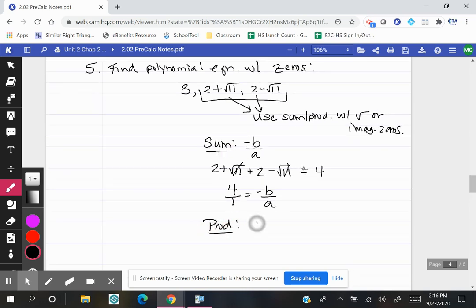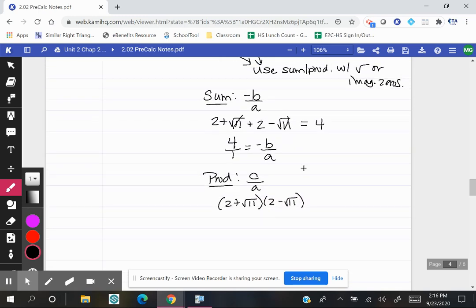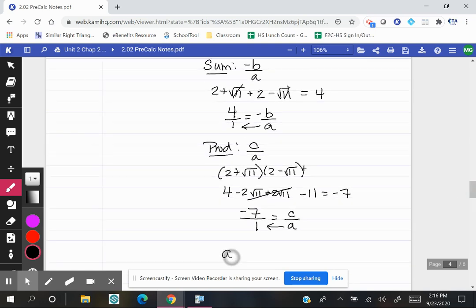Next, I'm going to find my product of the two roots. The product formula is c over a. We're going to do 2 plus rad 11 times 2 minus rad 11, and this can also be checked in your calculator. 2 times 2 is 4, minus 2 rad 11 plus 2 rad 11. Those will cancel out, minus 11. And 4 minus 11 gives us negative 7. So now I'll set negative 7 over 1 equal to c over a. Make sure your a's are the same. They're both a 1. And so now you're just lining them up.